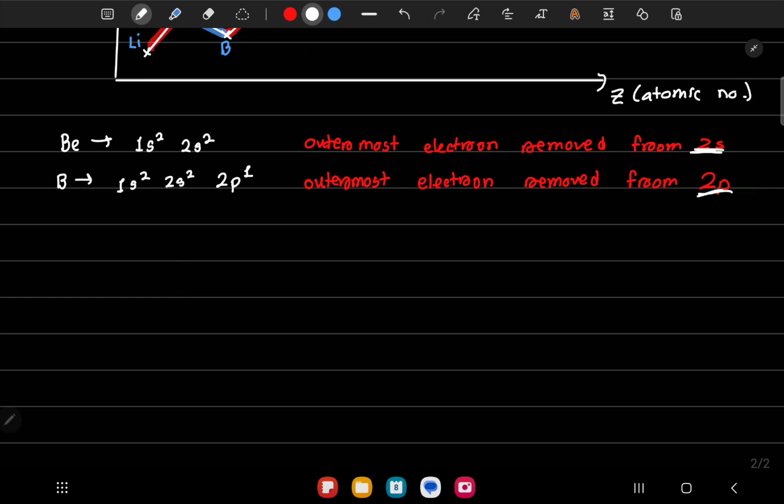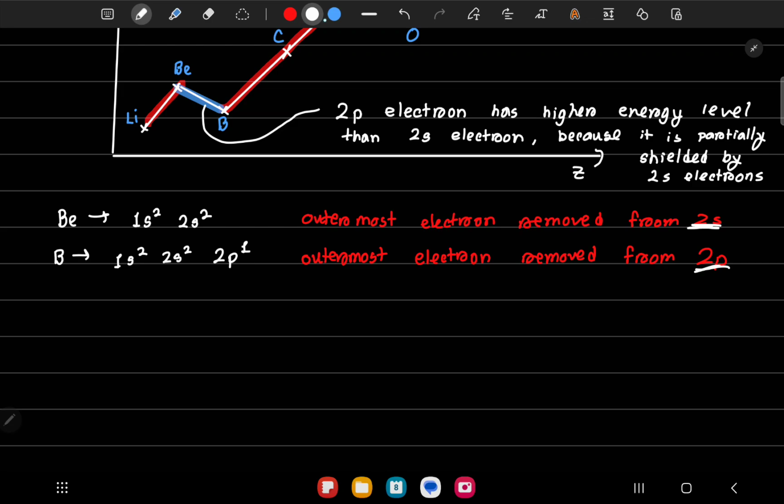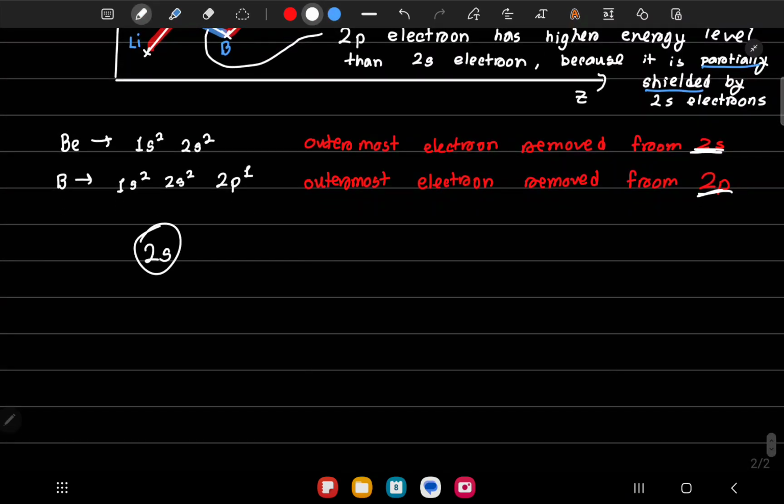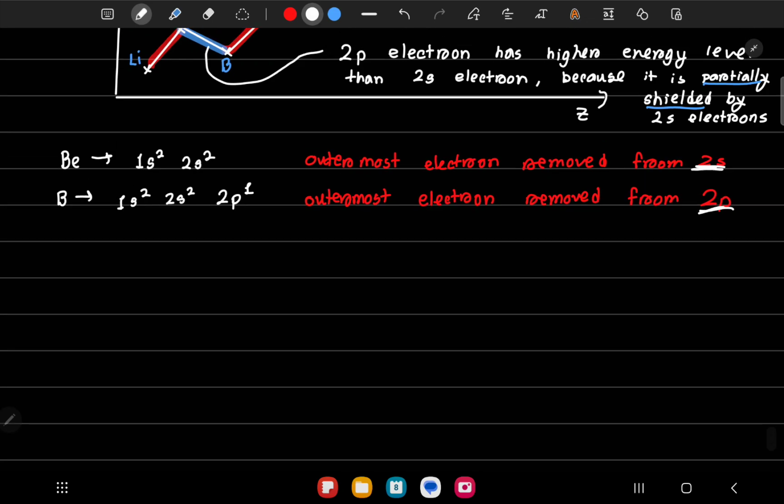So it will face more repulsion from the inner electrons than beryllium does in 2s. This causes the 2p electron to be less strongly attracted to the nucleus, causing it to have a lower ionization energy. We say partially shielded over here because the shielding is from a subshell and not a whole shell.